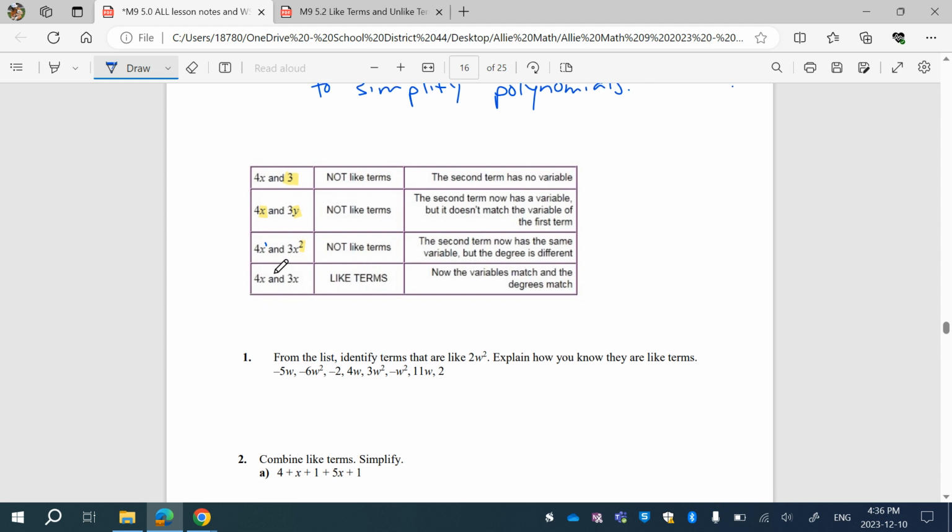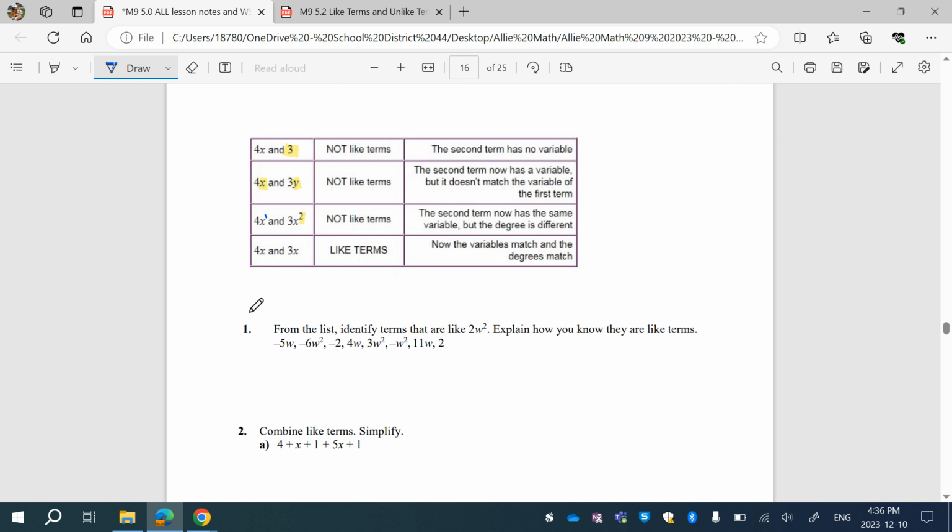And finally, 4x and 3x, these are like terms. Now the variable is the same and the degrees match as well. So, similarly, we could have 4x squared and 3x squared. Okay, same variable x and same degree 2. So it doesn't just need to be just an x on its own. It just needs to have the same variable and the same degree. And those can be different variables and they can be different degrees. So let's do some examples.